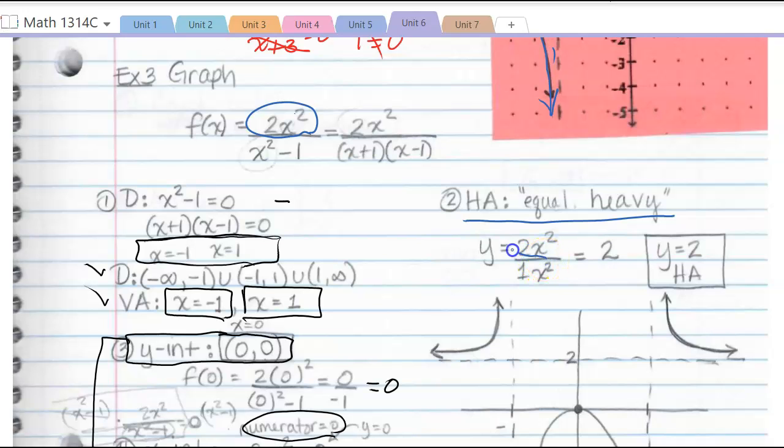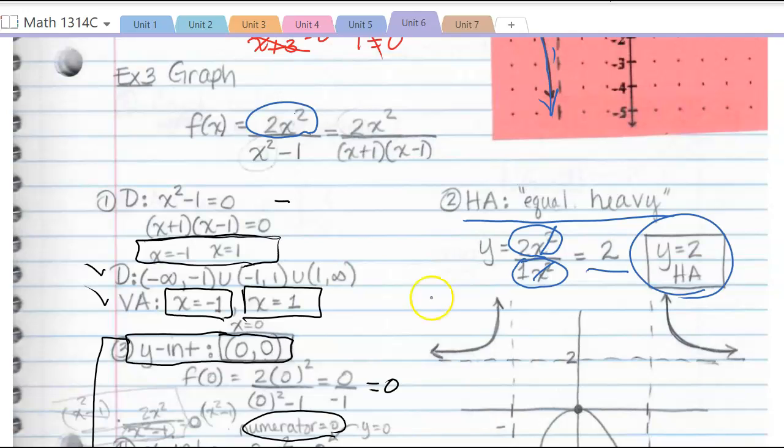We get the leading term of the numerator and the leading term of the denominator, and we make a fraction so we can compare those two. We can see that the x squareds will cancel out, and then we just have 2 over 1, which gives me just 2. So we found our horizontal asymptote is y is equal to 2.